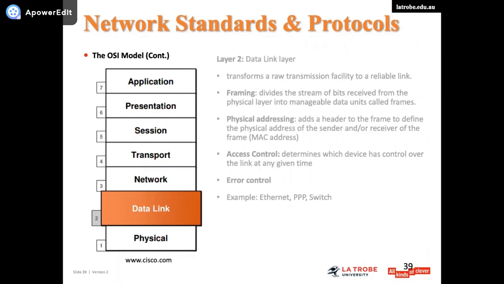For the data link layer, there are many examples. For example, Ethernet is a layer 2 network. PPP and the switch are also all layer 2 networks.